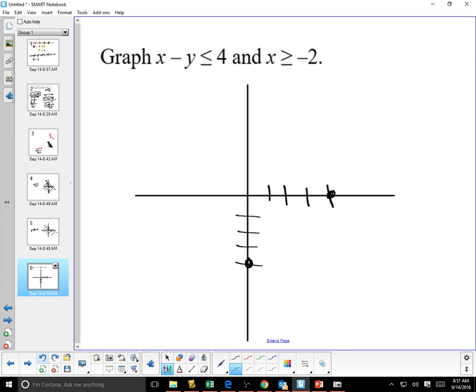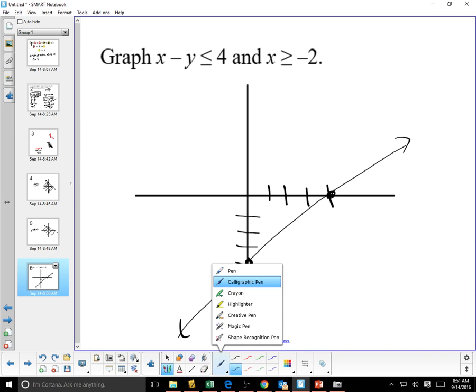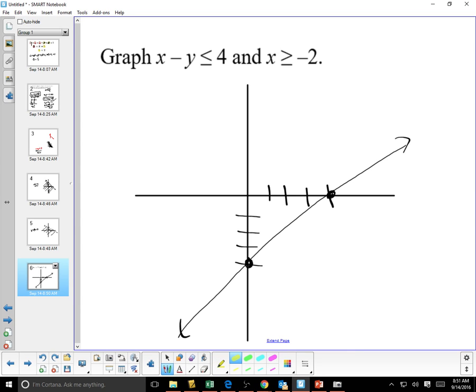Solid or broken? Solid here. So it's going to go like this. Now, I need to figure out whether I'm going to shade above or shade below. And the answer is? Shade below, right? No? See, this is what I said. You've got to be careful.